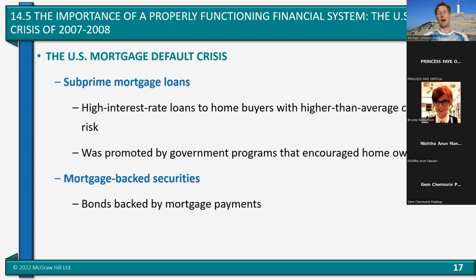So then when they started not paying them back, the whole banking system collapsed because the banks were not receiving their interest and principal back.